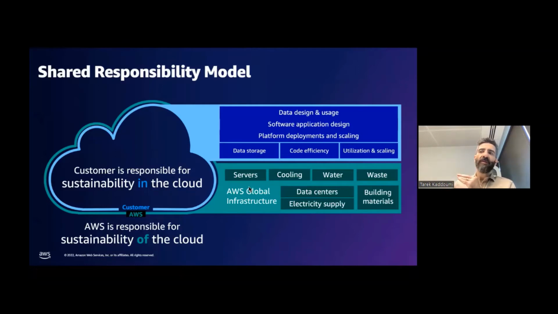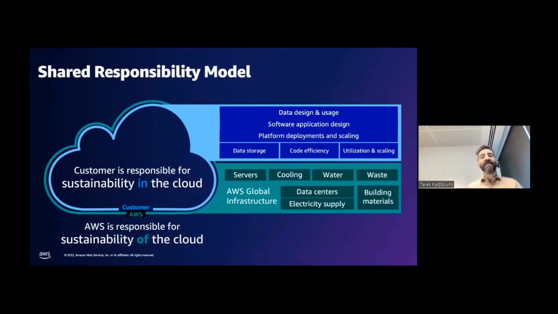So AWS is responsible for the security of the cloud, the compliance of the cloud, and the sustainability of the cloud. What I'm talking about here is the sustainability of the servers, how energy efficient they are, the cooling used in the data centers and for the development and the servers that we have, the water and the cooling. How do we treat waste? And how do we maintain and dispose waste? This applies for the data centers, for electricity supply, for the building, and for the whole global infrastructure that AWS owns.